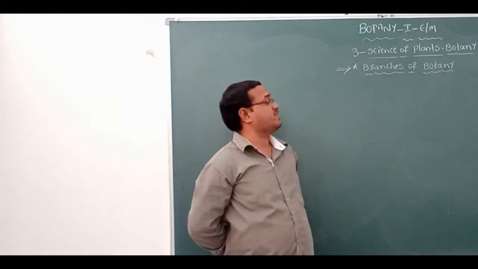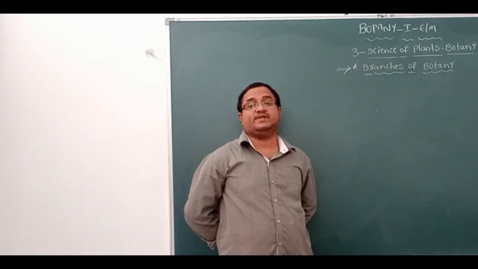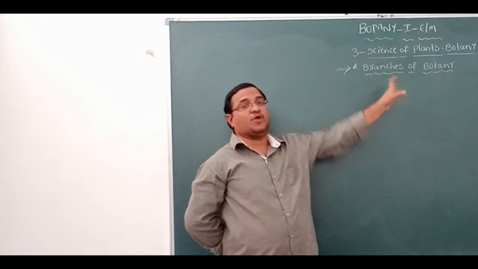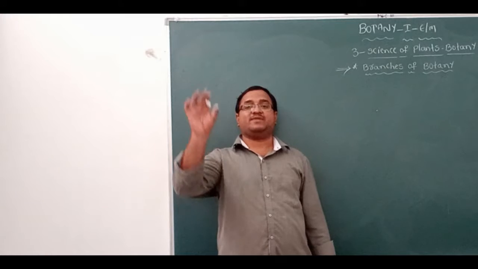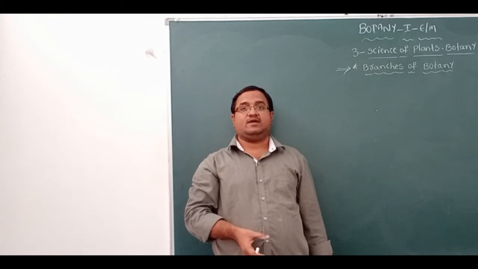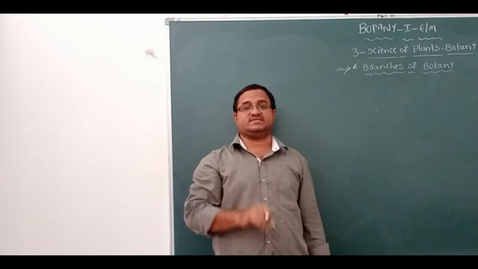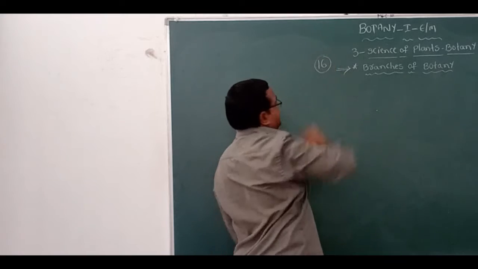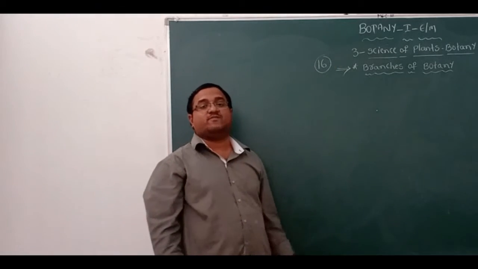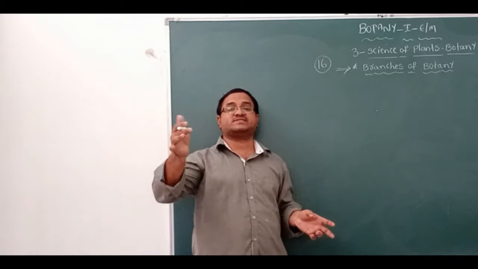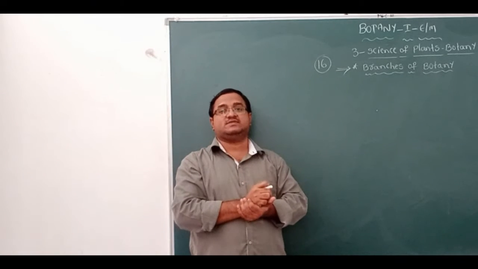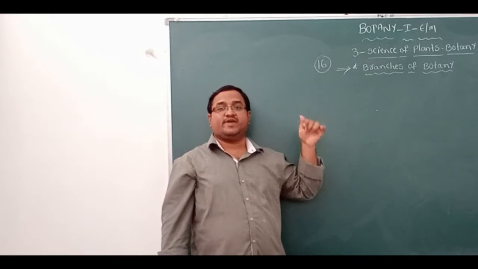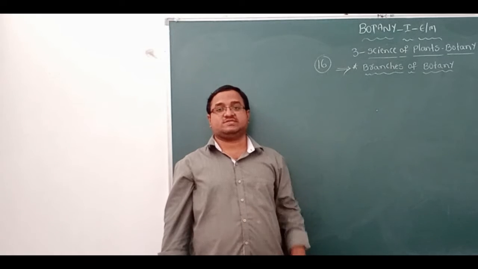First year botany, English medium, third chapter continuation. In yesterday's class we already started on the branches of botany. But what are the main branches in botany? Some of the branches we discussed in yesterday's class. There are a total of 16 branches. Of these 16 branches, yesterday we discussed only 6. Now the remaining 10 branches we have to discuss in today's class.